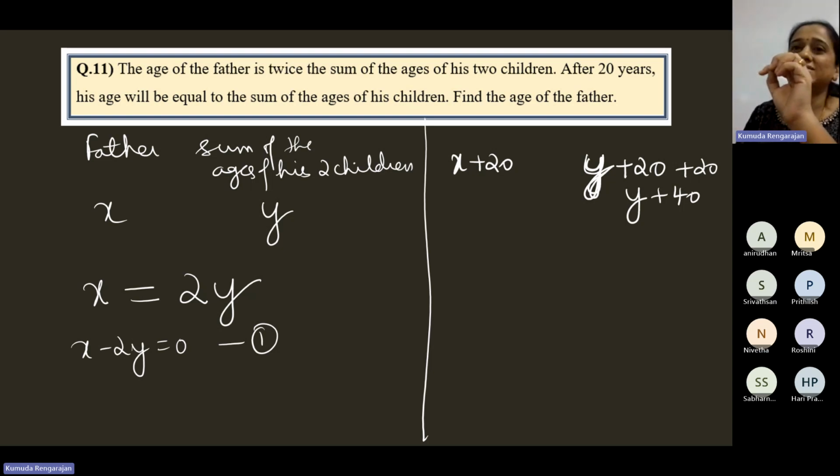You should write it 10 times, because each of their ages will increase by 20. So y plus 20 plus 20 plus 20, 10 times. You should add that equal to the number of children.